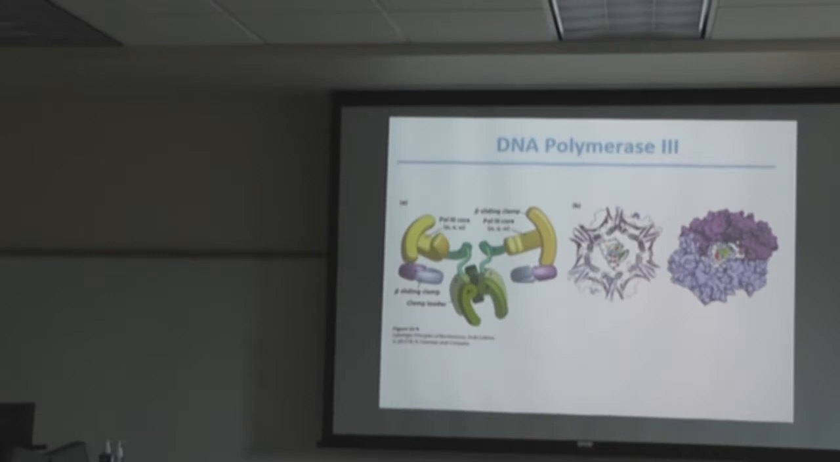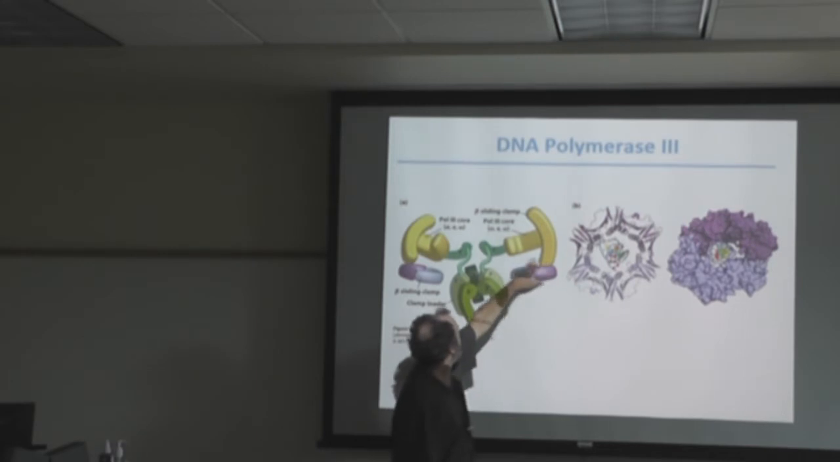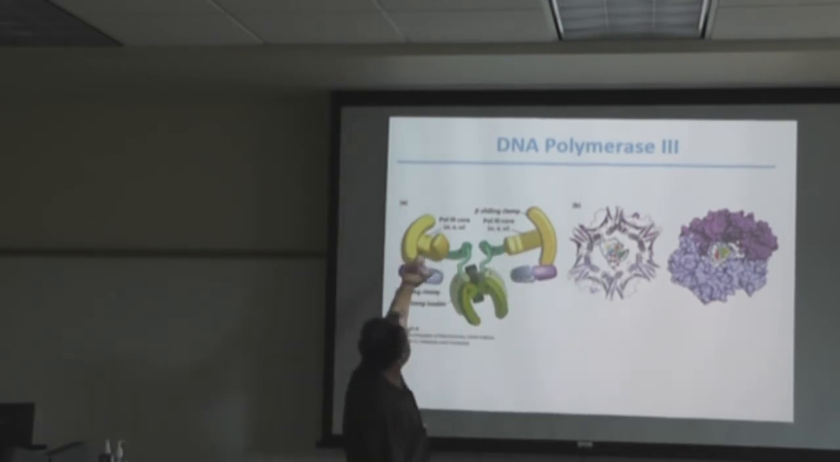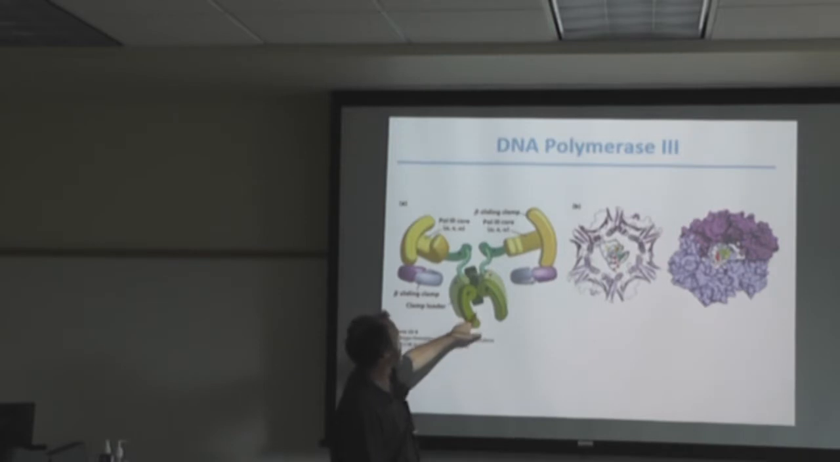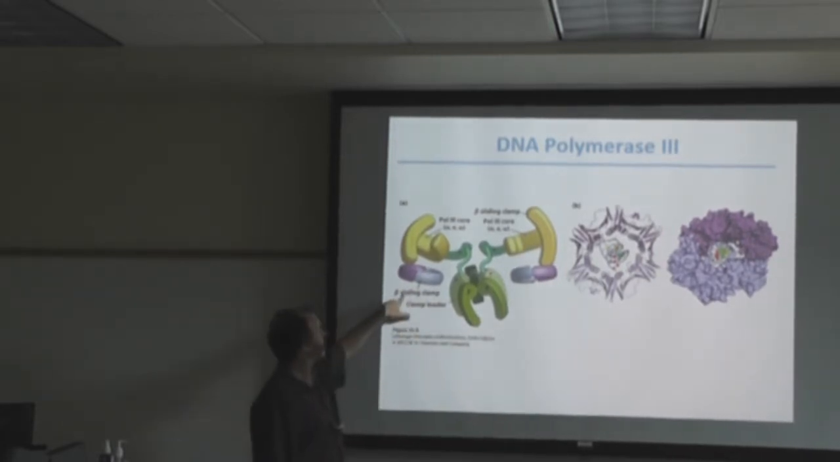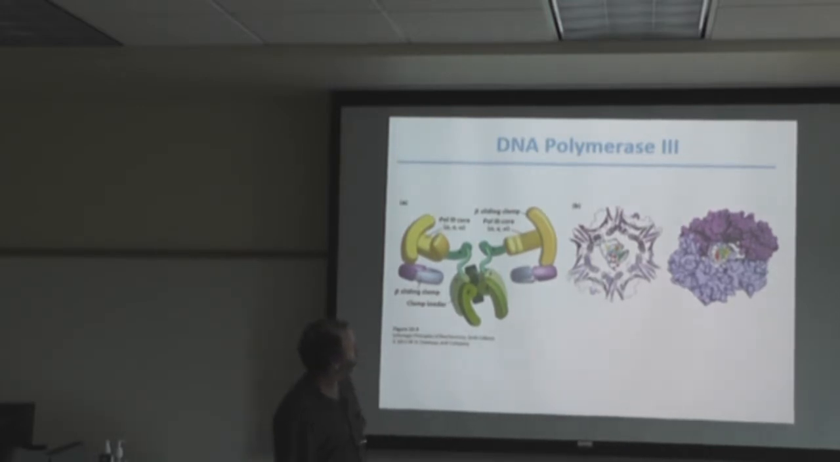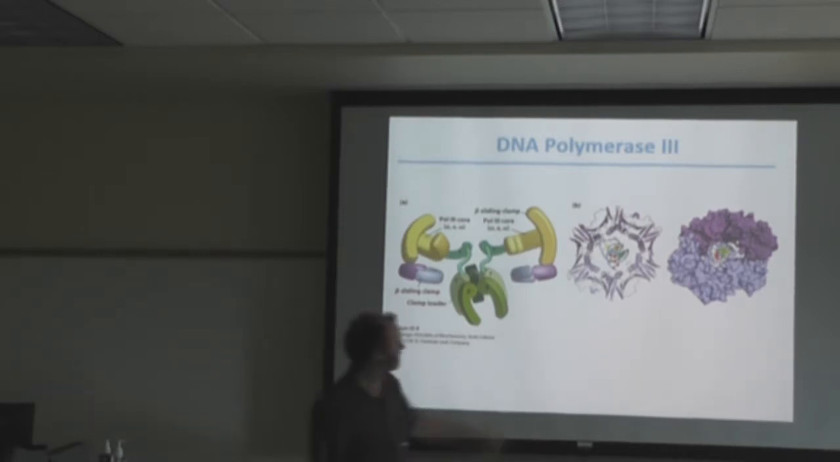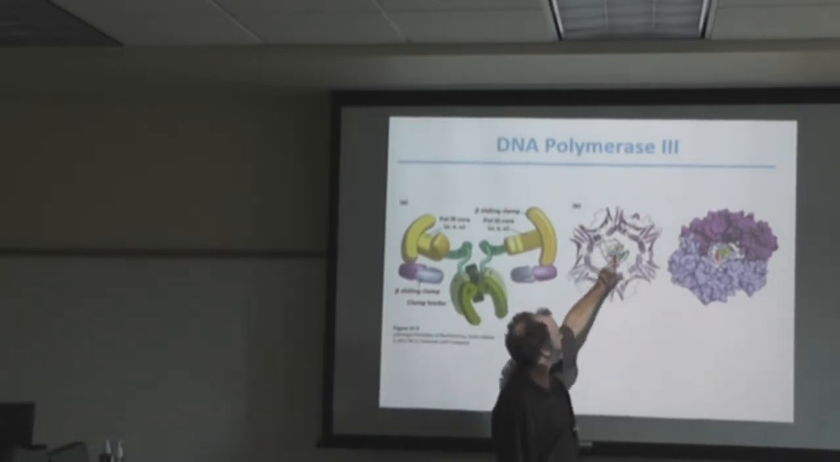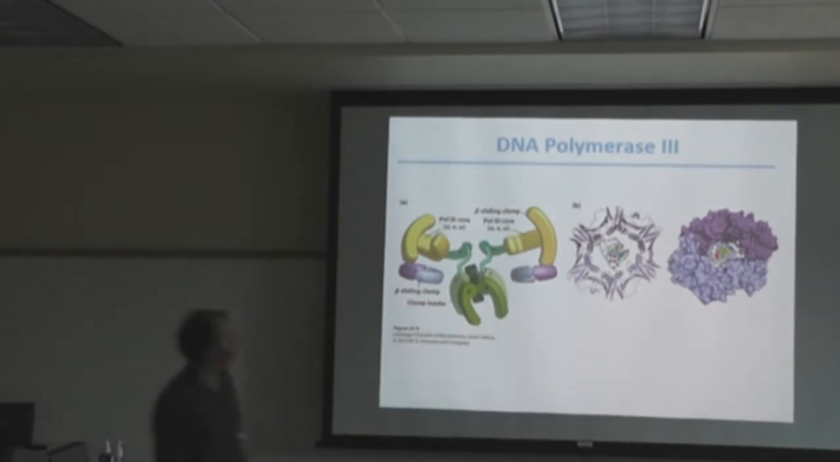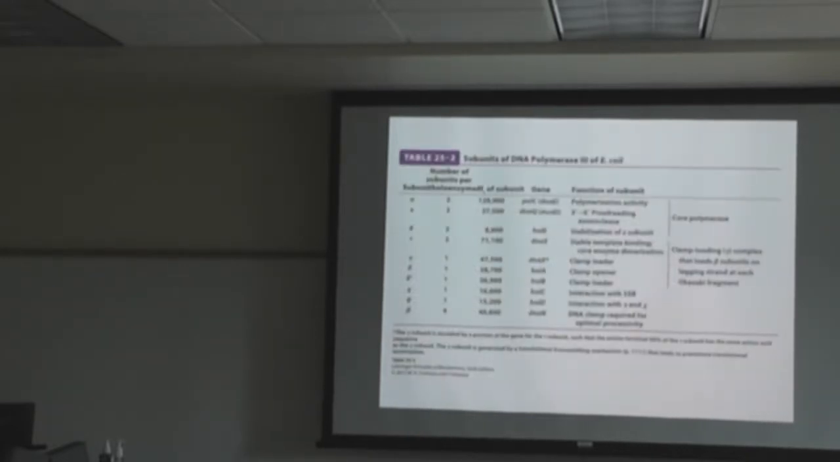And this is kind of like what pol 3 looks like. Here you have a sliding clamp, pol 3 core, and then the clamp loader, which loads it onto the DNA, and then the beta sliding clamp again. That one's pointing to the wrong thing, huh? This is the clamp. And it looks sort of like this with DNA in the middle. That sliding clamp does, anyway. And this is just a table from your book showing you all the different subunits.